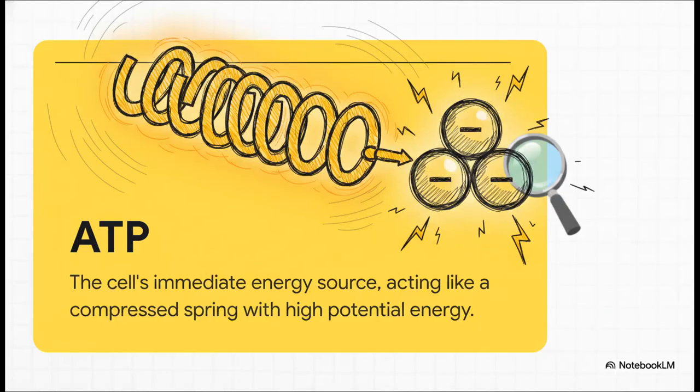And the immediate source of energy the cell uses to drive those non-spontaneous reactions? That's ATP, or adenosine triphosphate. You can think of ATP acting chemically like a really tightly compressed spring. If you look at its chemical tail, it has 3 negatively charged phosphate groups. Now, because like charges repel, these 3 groups are basically crammed together, violently pushing away from one another. This intense mutual repulsion creates severe instability and extremely high potential energy.